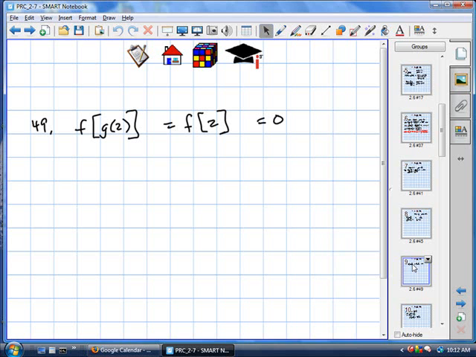Let's do part B. Part B says, what's g of f of 2? Oh, this is different. I got to start with f this time. What's f of 2? 0. And now, what's g of 0? Final result. Correct.